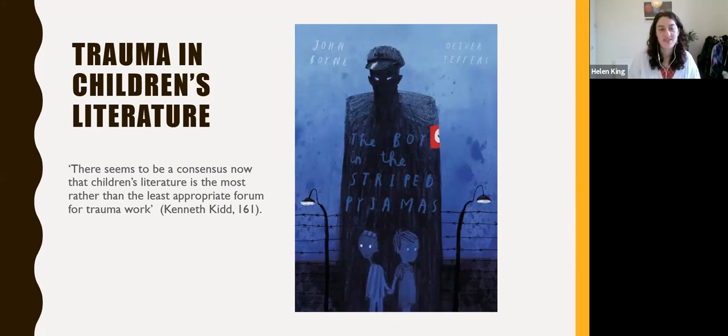Kenneth Kidd has argued that there is some sort of consensus now that children's literature is the most rather than the least appropriate forum for children's work. I'd encourage you to read his article on this. All of my references are going to be at the end of the PowerPoint. But he is saying something partly about the fact that children need to know about trauma and about a lot of the topics that we've discussed already, but also that children's literature functions in a certain way through its use of metaphor, through its use of symbolism to represent trauma particularly well. So I'd encourage you to read that article and have a think if you actually agree with him.